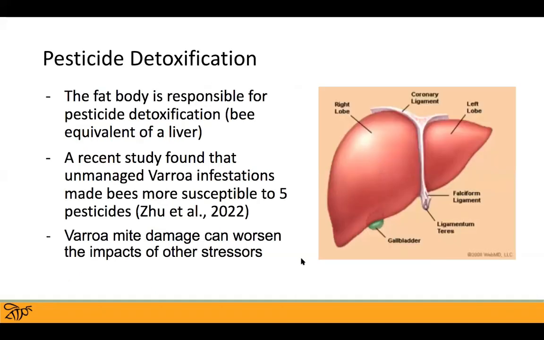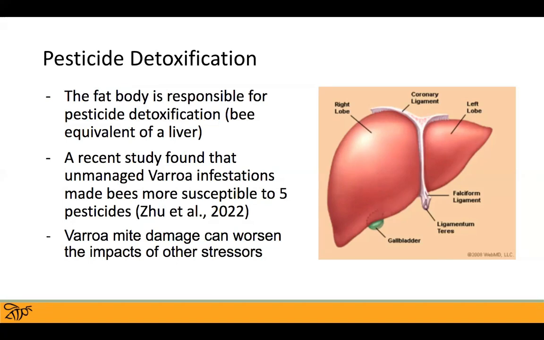All right, so loosely related to this is pesticide detoxification. The fat body is also the organ that is responsible for pesticide detoxification. And that is the main reason why we compare it to the liver, because the liver is also responsible for detoxifying chemicals. Just to be clear, the picture here is of a human liver. It is not anything that can be found in a bee. Bees don't have anything like this.